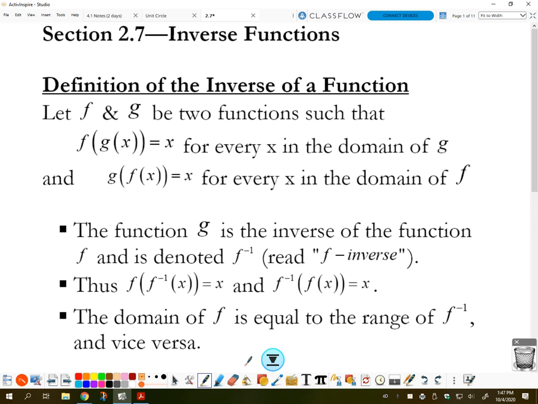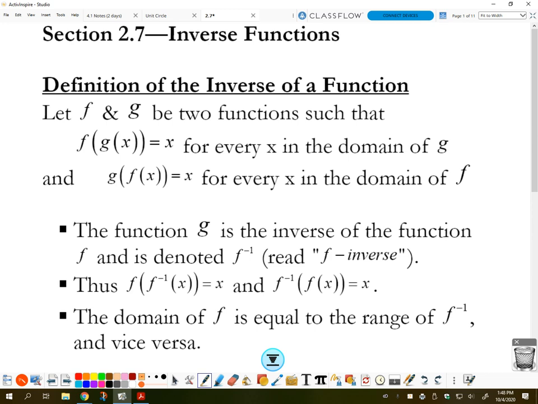The next three bullets are just saying that we use f inverse, this little f to the -1, to mean the inverse of the function f. And then f of f inverse of x would be x, and then f inverse of f of x would also be x. So sometimes we call them f and g, and we're trying to decide are they inverses. Once we know for sure they're inverses, we tend to use that inverse notation. And then the domain of f is the range of f inverse, and vice versa. So the domain of f inverse is the range of f.